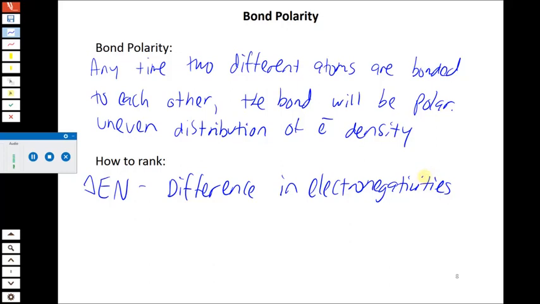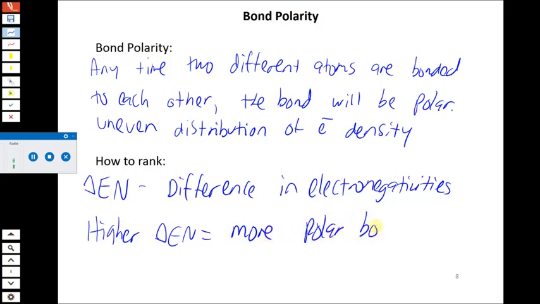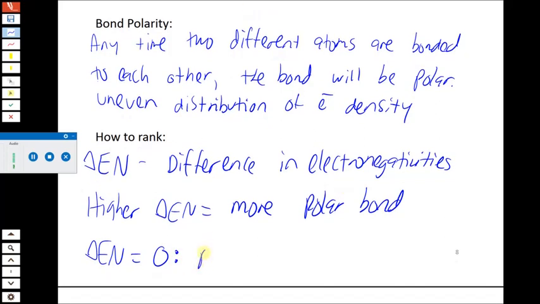All right, so it's difference in electronegativity. And so the larger this difference is between the two atoms, the more polar the bond. If you have no difference, if the two electronegativities are the same, which can sometimes happen coincidentally, but always happens if it's two of the same element bonded to itself, in that case you would classify it as a nonpolar bond.